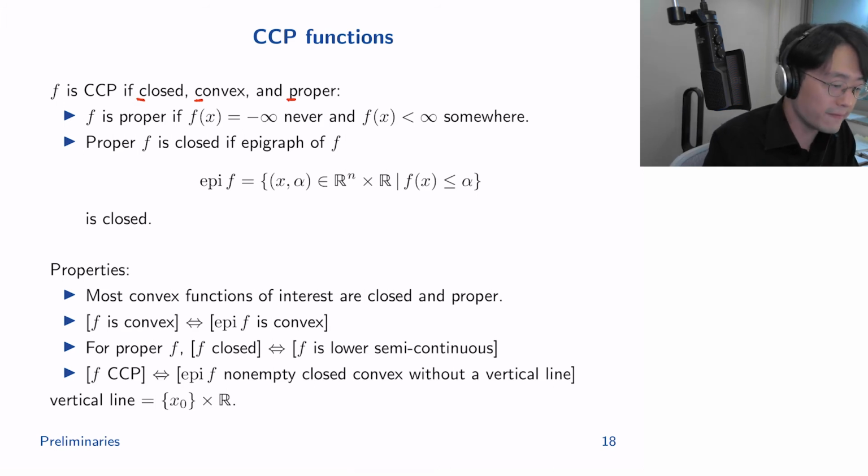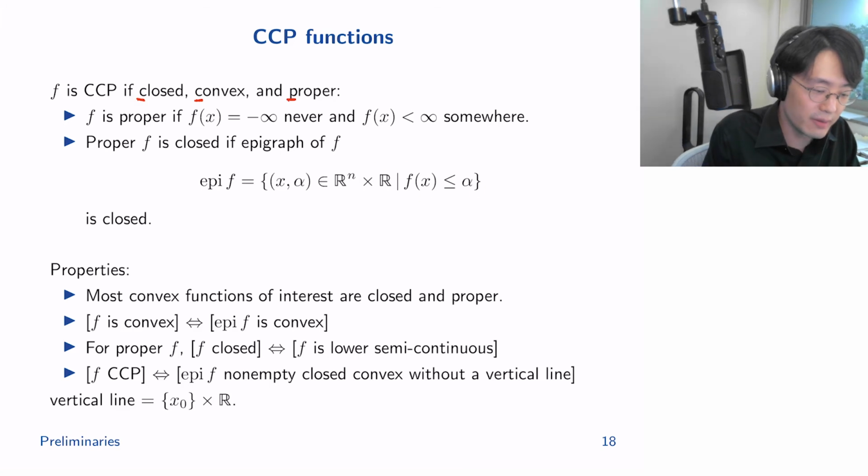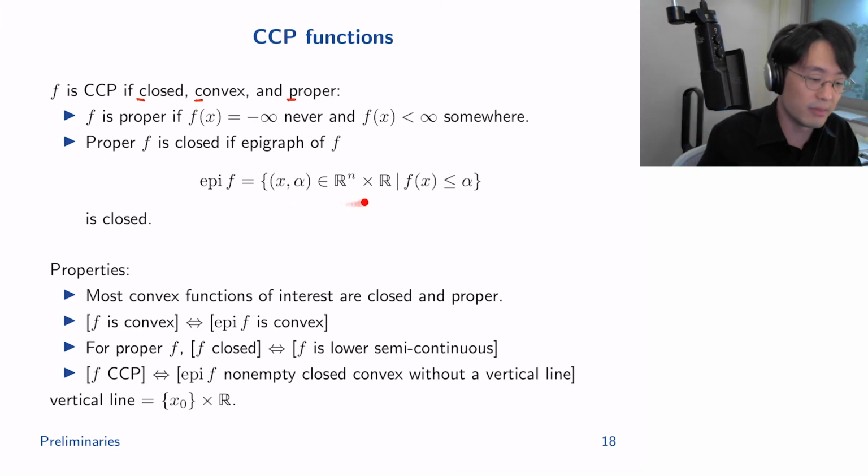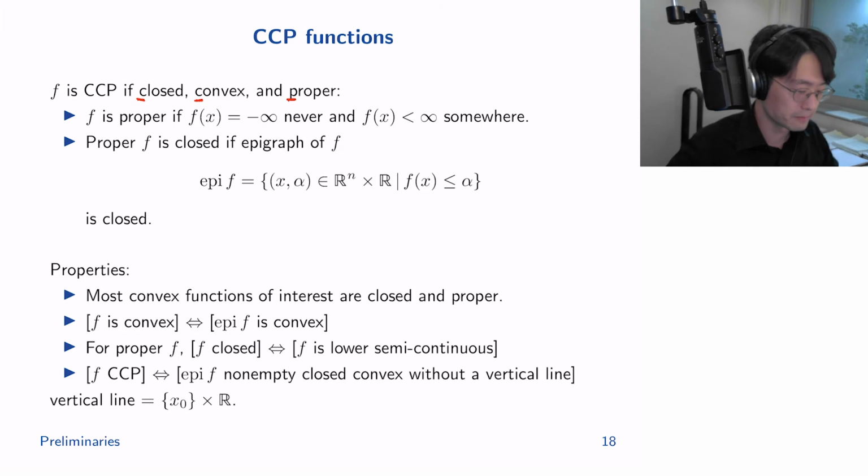We say a proper function f is closed if its epigraph is a closed set. The epigraph of a function is defined as a set in R^n cross R, where it consists of an input point x and a point above the graph. So alpha is a value above the function value, and we form that set. The prefix epi means something above, right? So this is the set basically above the graph of f.